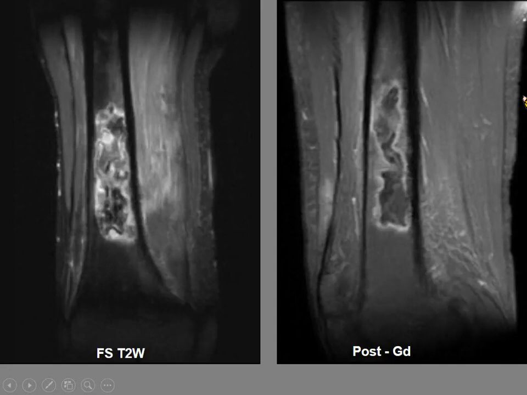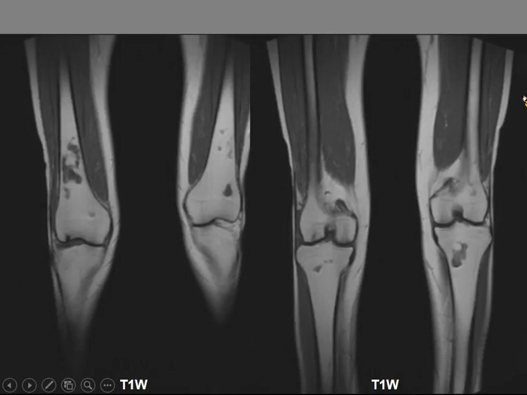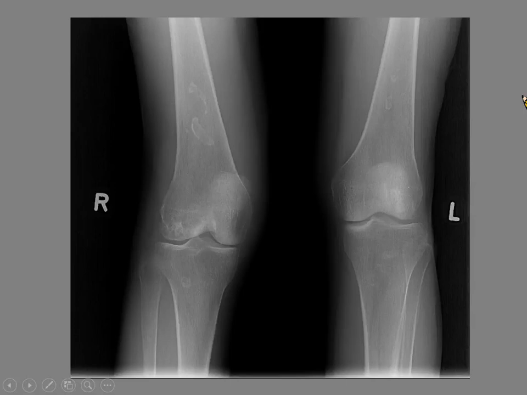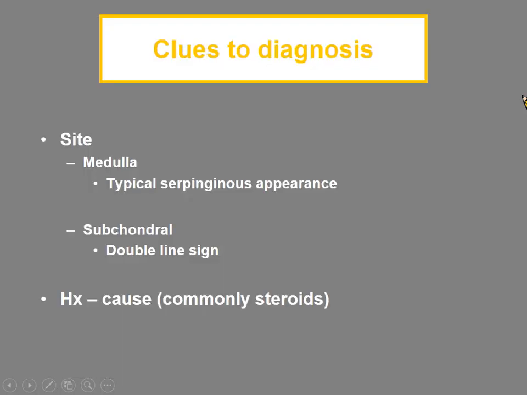Now, when it involves the medulla, the key to diagnosis is really the typical serpiginous appearance that you see here. Now, you don't have to give contrast in these cases, but if you do, you may sometimes see enhancement at the margins of the lesion. And because the cause of the avascular necrosis may be something systemic, for example, the use of steroids, you may see multiple lesions, as in this patient. Now, obviously, if the AVN or the bone infarct is extensive, you can see the changes on plain radiograph, but MR is much more sensitive and specific.